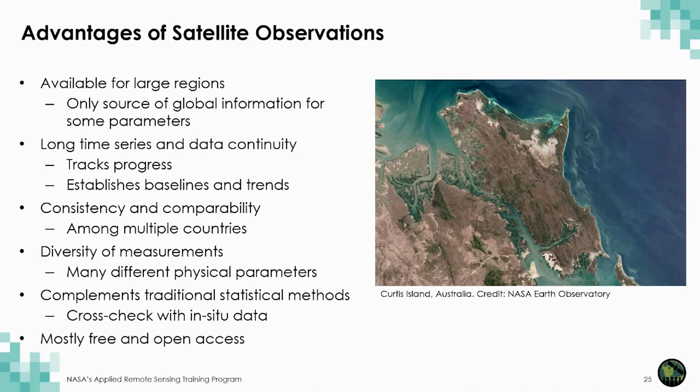Many satellites have been in operation for a long time, and this assists in our ability to establish landscape baselines and to track changes over time. There are consistent measurements globally that can easily be compared across different regions. And there's a diversity of measurements, from spectral reflectance that can be used to monitor vegetation health, to soil moisture and canopy data. Remotely sensed data can be used in conjunction with field-based observations, which often serve as cross-validation measures. And finally, data are mostly free, at least NASA data is free, and open access. That is definitely an advantage, particularly when you have limited resources.